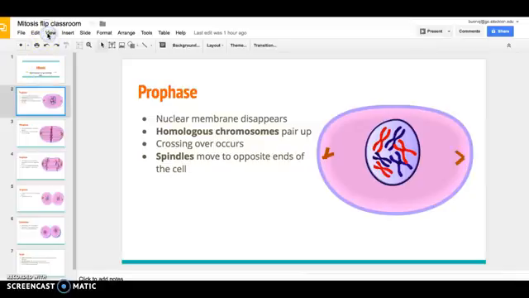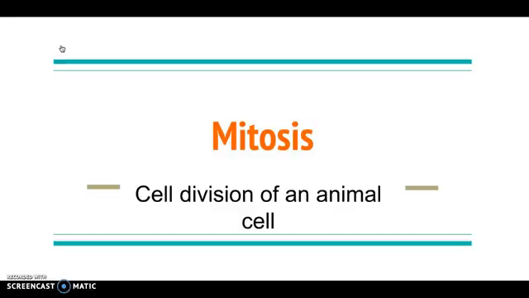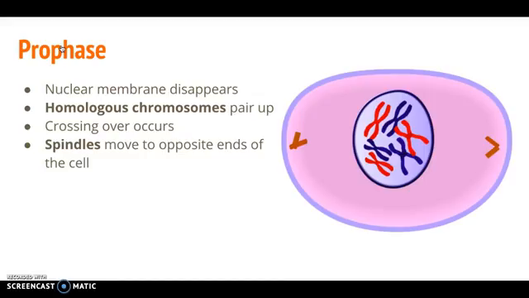Hi, my name is Jamie, and I will be giving a presentation on mitosis, which is the cell division of an animal cell. The first part of this is prophase, and this happens when the nucleus membrane disappears and homologous chromosomes pair up.